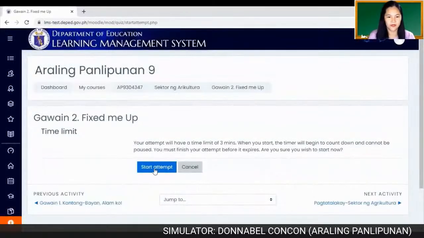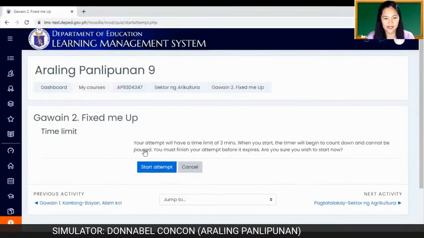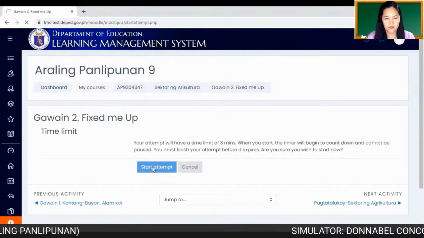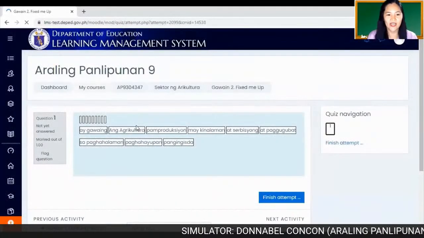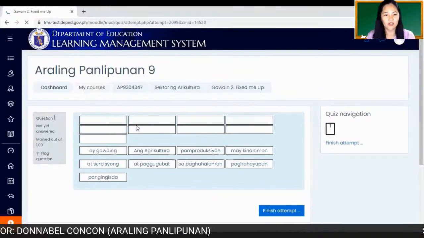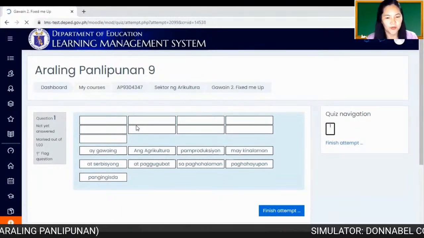Go. Start attempt po ba, ma'am? Sige. Okay po, ma'am. So, ito na po, ma'am. Nakita ko na. Sige. Okay. Sige, ako na lang ang magbabasa ng panuto.